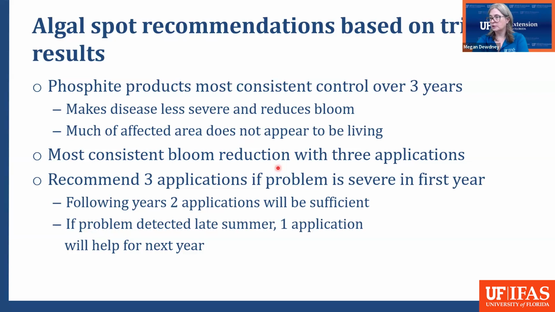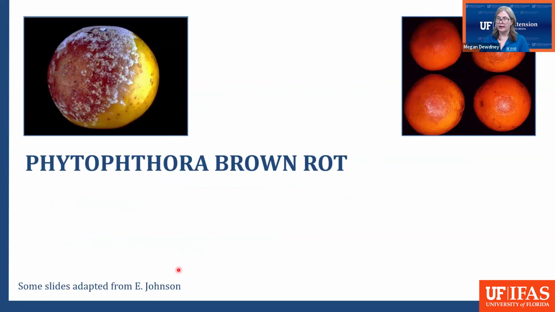But I think in following years, you could probably just put the May and June applications out, and that would be sufficient, which would match, at least the June one would match with, say, a brown rot program. And if you've detected your problem, as I said, late in that summer, one application, I would definitely get that one application out. It will help for the next year, and hopefully you can get at least 2 applications out in the following year, but hopefully restrain it a little bit so it doesn't get significantly worse. We are starting to see it on smaller and smaller trees and smaller limbs. So that's enough on algal spot.